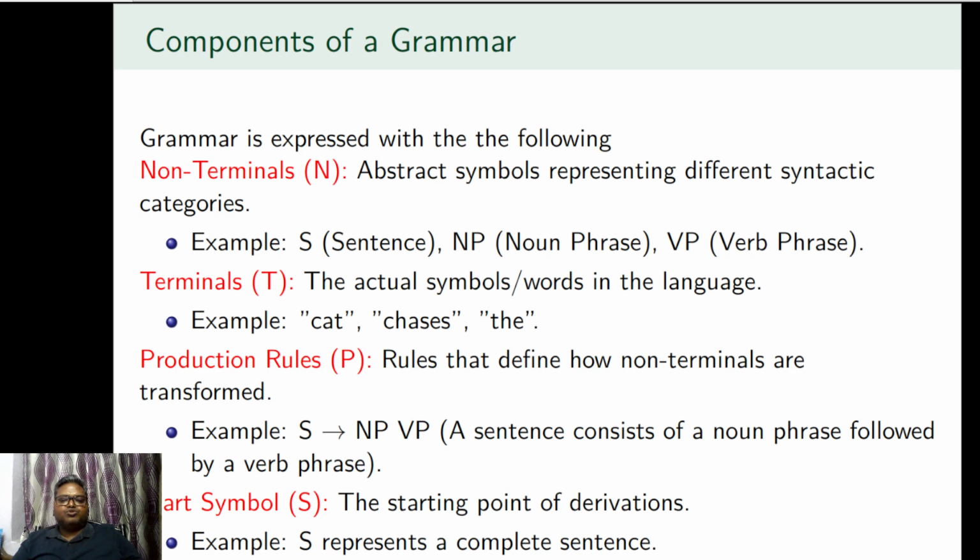And the rules are known as production rules. For example, sentence is formed by noun phrase followed by the verb phrase. This is a rule. We call it a production rule. And every grammar starts with a starting symbol S, and it represents a sentence. So these four are the essential components of a grammar.